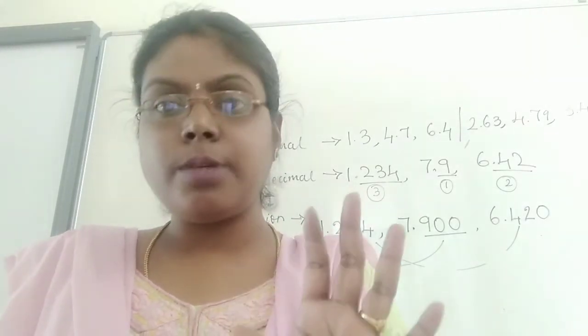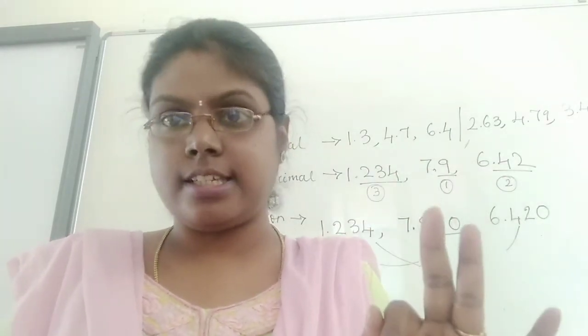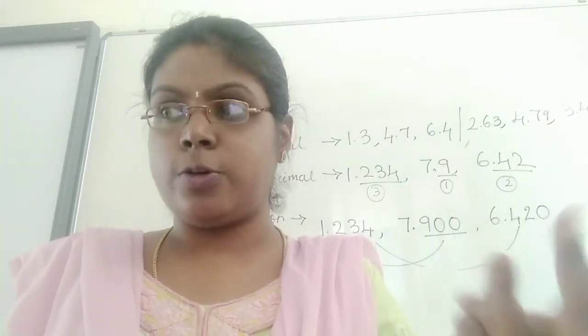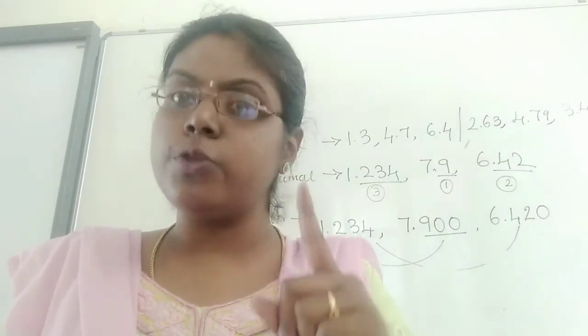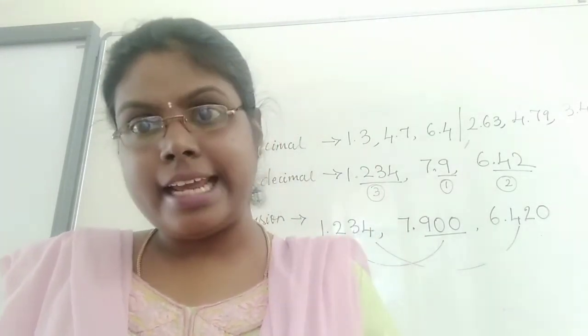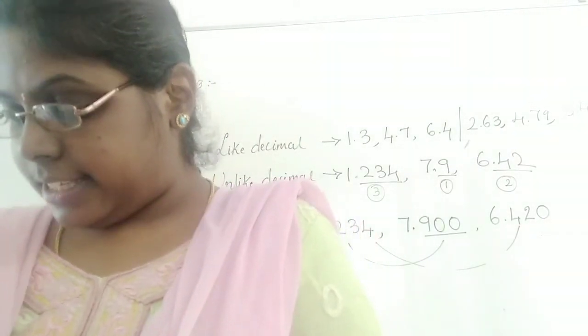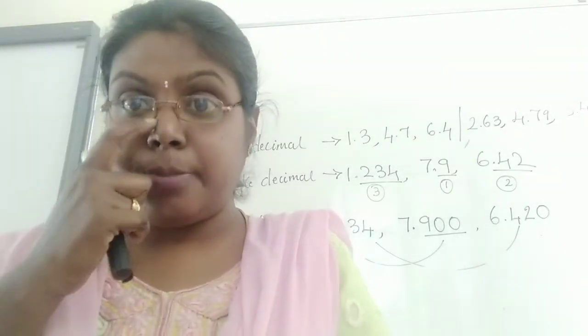Okay. So if after the point we have 3 digits, then all the numbers after the point should have 3 digits. If it is 1 digit, introduce 2 zeros. If it has 2 digits, introduce 1 zero. Then you are converting the unlike decimal into the like decimal. Understood? Now we will open page number 106.